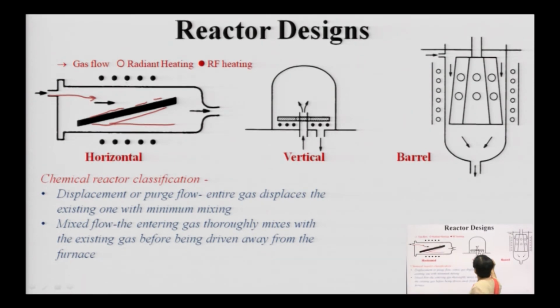This is known as the vertical chamber. Please understand, here the gas is introduced either from the top or bottom, but it is perpendicular, in a direction normal to the wafer, as compared to the horizontal one where it is parallel. And this is also a variant of your horizontal reactor, where you have a tilted arrangement.